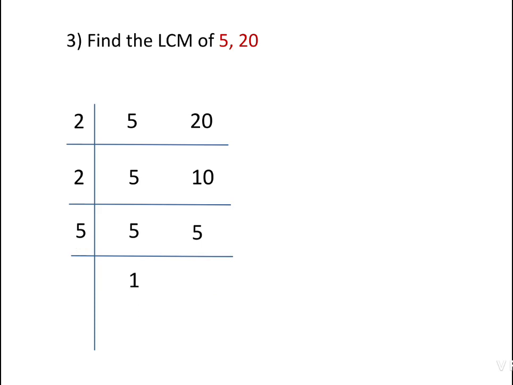5 one time, in 5 one time. Now we can find the LCM by multiplying these three numbers: 2, 2 and 5. LCM equals 2 into 2 into 5. The answer is 20. So 20 is the least common multiple of 5 and 20.